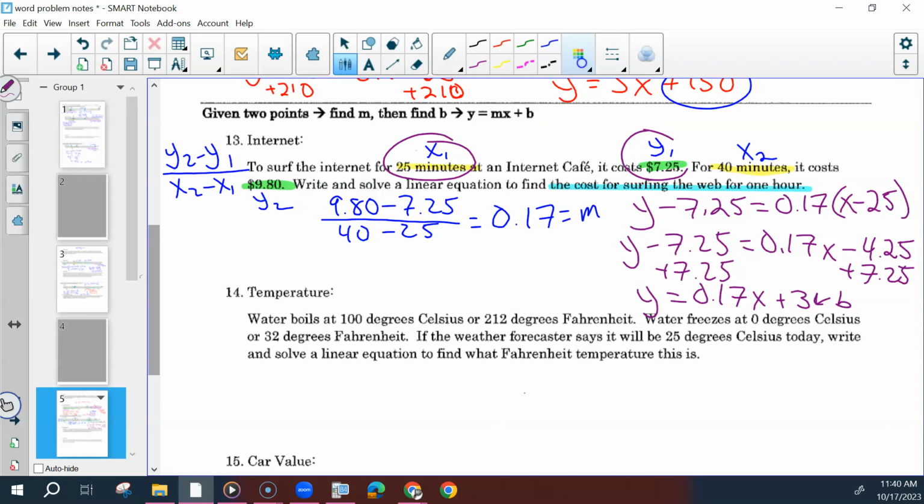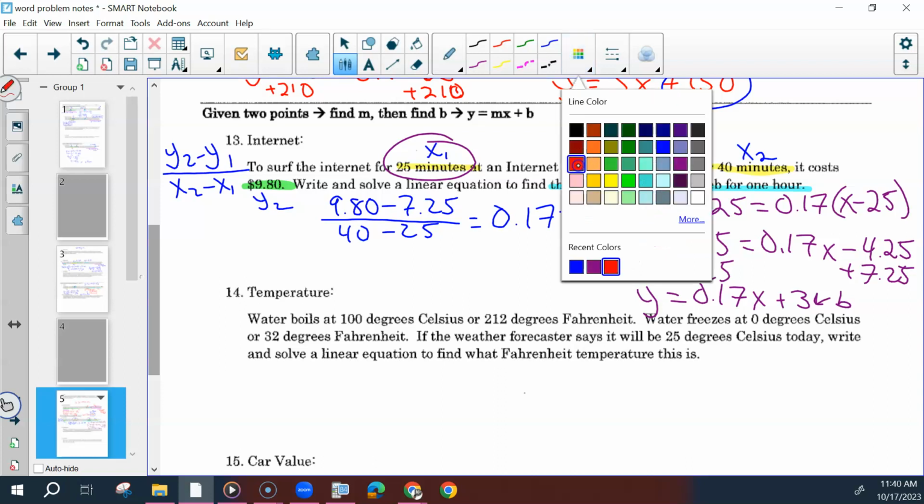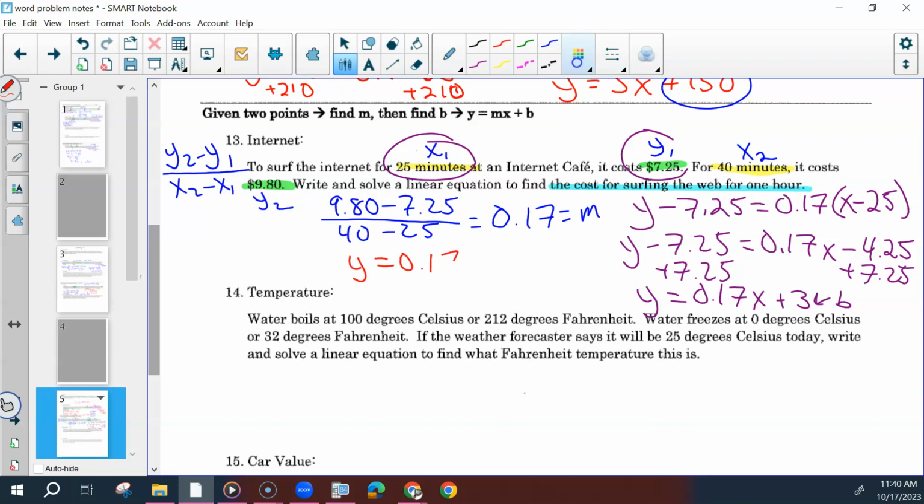Okay, so before we do the last part, do we have any questions, confusions on anything we've done so far? It's a lot. So we found our slope. We put one of the points in to find the y-intercept. Now that we found the y-intercept, we have our equation, y equals 0.17x plus 3. We have to find the cost, so we're looking for y. For surfing the web for 1 hour, but these are all in minutes. So we have to change minutes to hours, which would be how many minutes? 60. So for x, we're going to put in 60. And figure out what y is.